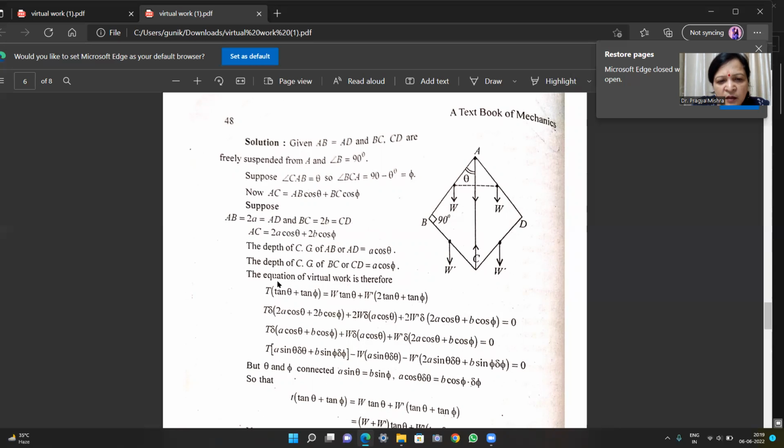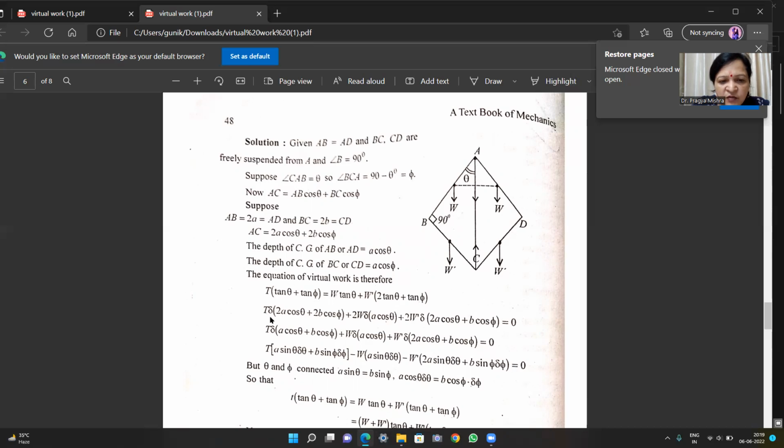and the equation of virtual work will be, equation of virtual work क्या होगी, this will be, इस AC को एक स्ट्रिंग से अटैच किया गया है, इसकी करस्पॉन्डिंग T delta AC. So this equation is not required.